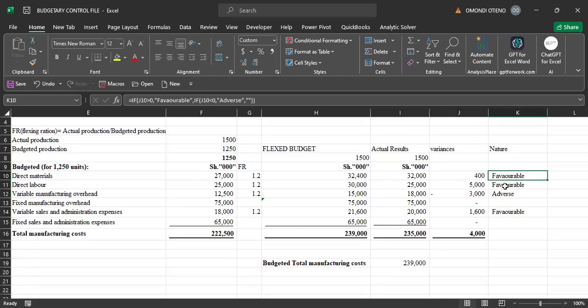So those who are sitting for this paper, maybe the paper-based exams, and were told to handle this particular question with the logical function, the IF function. Even if your answer is correct here, without the logical function you are supposed to get a 0 for the nature of variances, under the comment column here.